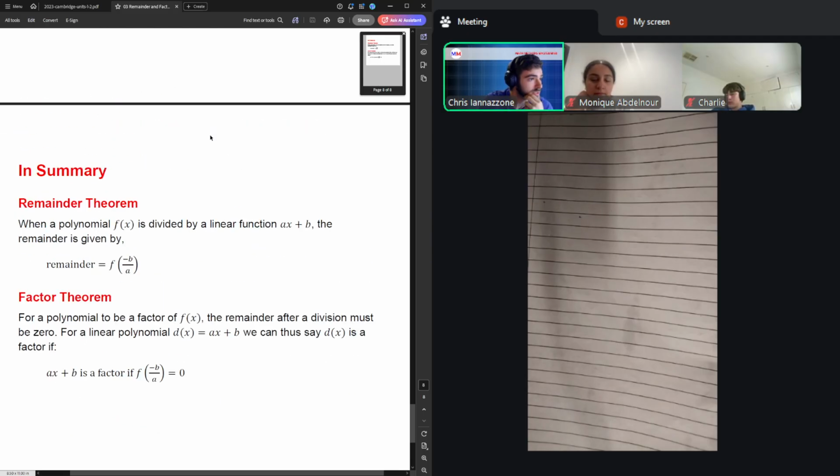That's pretty much all we'll be looking at for today, actually. What remainder and factor theorem are and their applications, of which there are a few. So any questions on what we've covered so far before we get into textbook stuff?